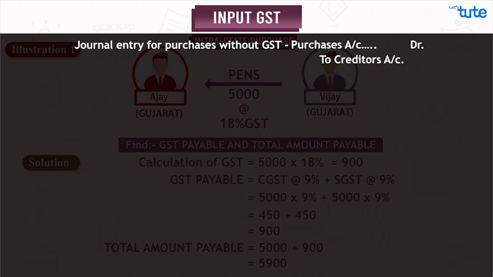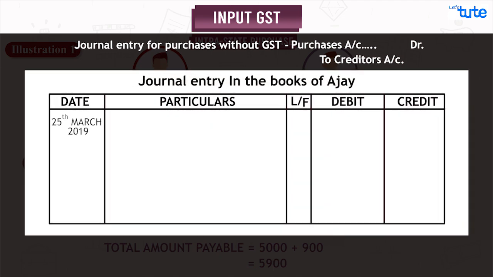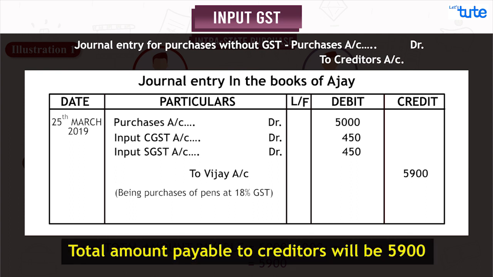The journal entry for the above transaction will be, in the books of Ajay, write the date 25th March 2019, purchases account debit 5,000, input CGST account debit 450, input SGST account debit 450, to Vijay account, that is our creditor, 5,900. Don't forget to write the narration, being purchase of pens at 18% GST. So as you can see, input GST will also be debited with the amount of purchases, and the total amount payable to the creditors will be 5,900.